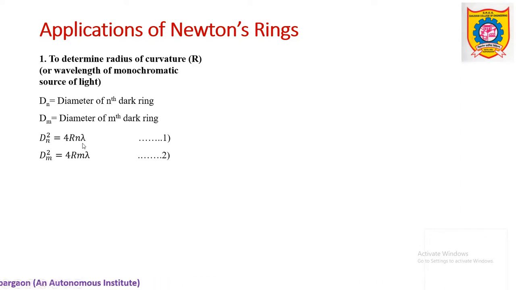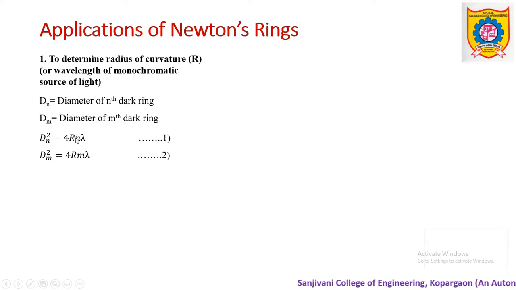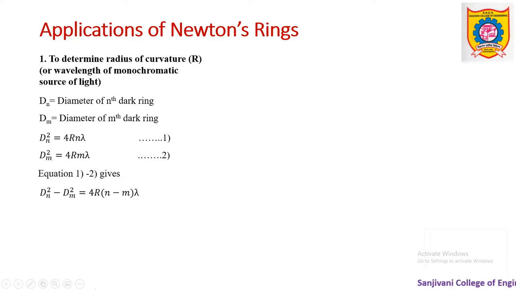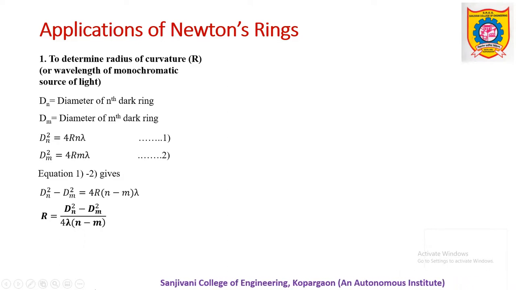So in order to avoid the possibility of error, we can compare several readings, and that's why these two diameters are considered. Now let us take the difference between them, so that we get Dn square minus Dm square is equal to 4R(n minus m) lambda, and let us rearrange it either for R or for lambda. For example, if we write it for R, then we get R is equal to (Dn square minus Dm square) upon 4 lambda (n minus m).